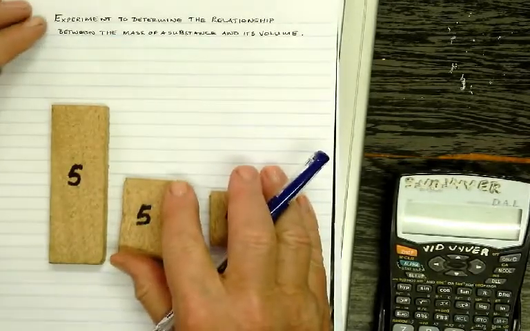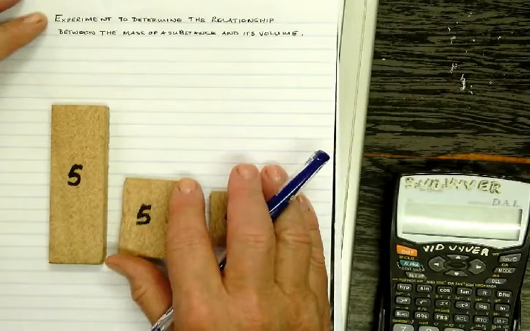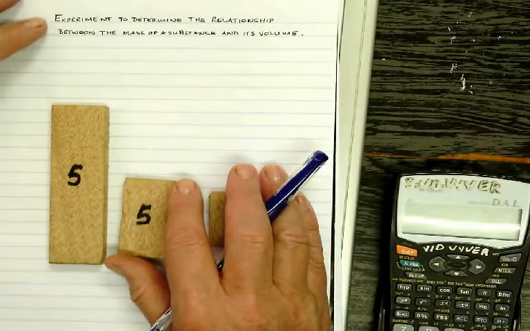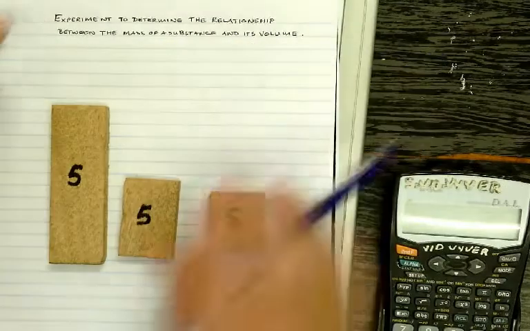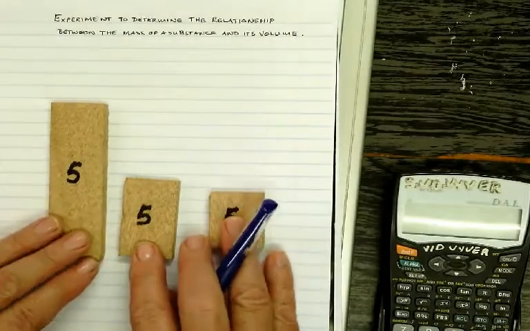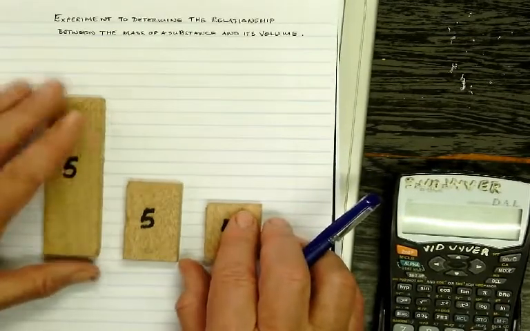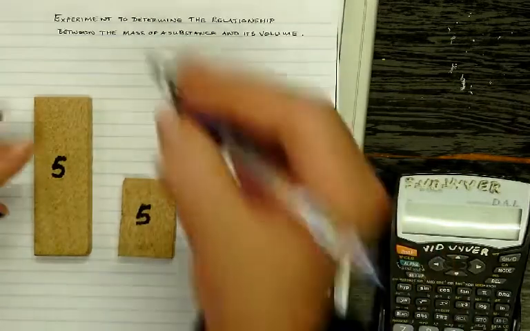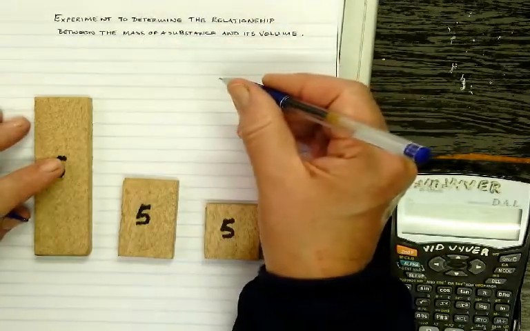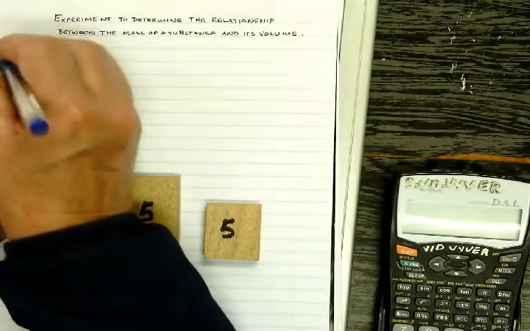In this experiment, our topic is density, and we would like to find out what the relationship is between the mass of a substance and its volume. So here I have 3 pieces of wood. They have different sizes, so their volume would be different. I would like to move through the scientific procedure.